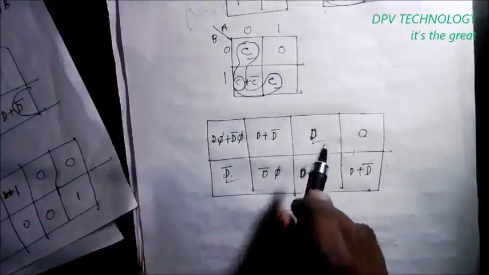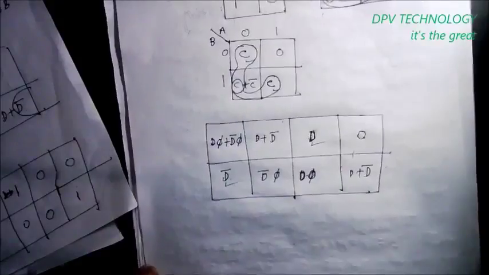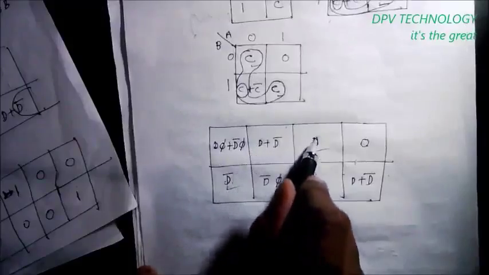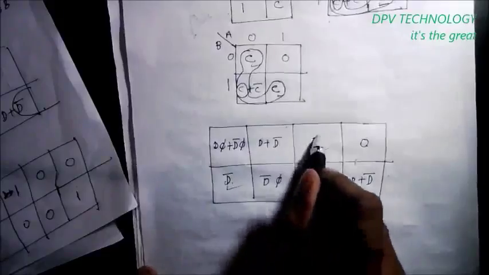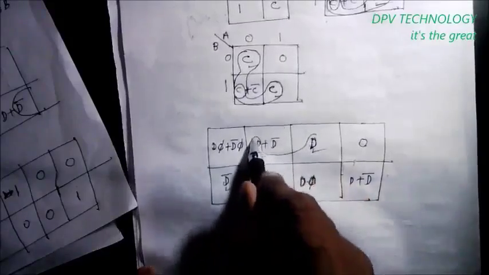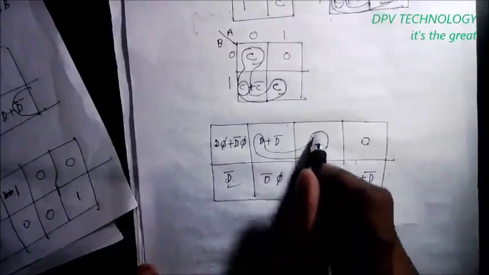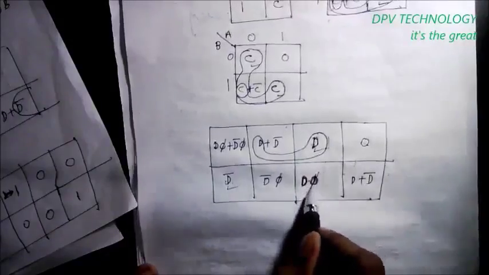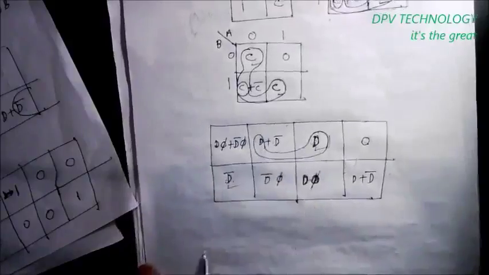Now with which one do you have to group? This is the main thing. When you get D or D bar near D or D don't care, you always have to group D with this D. You do not have to group like this. This will be wrong, since this contains a don't care, so you do not have to care about this. You have to group D with this.